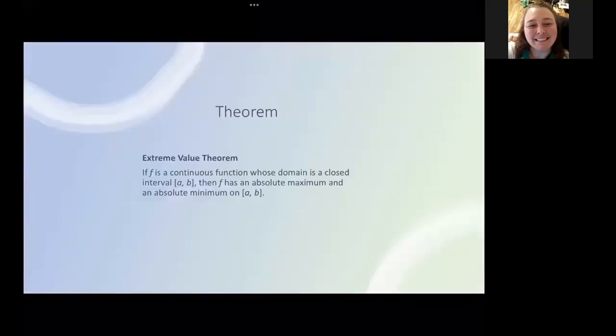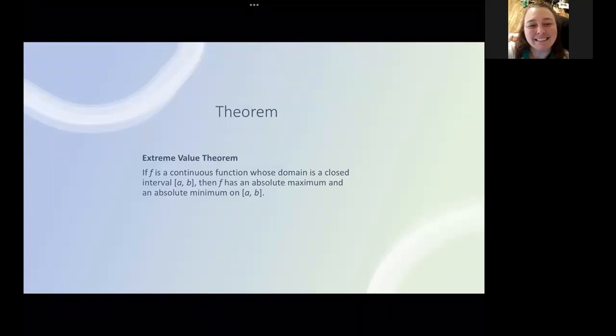So let's look at this theorem real quick. We're not going to really do any implementations. That's not a word. We're not going to implement this anywhere, but it's going to kind of explain what we did just a little bit. So if f is a continuous function whose domain is on a closed interval from a to b inclusive, right? Because we have the square brackets, so it means we're equal to, then f has an absolute maximum and an absolute minimum somewhere on there. Okay, there's got to be one somewhere in there as long as you are continuous.